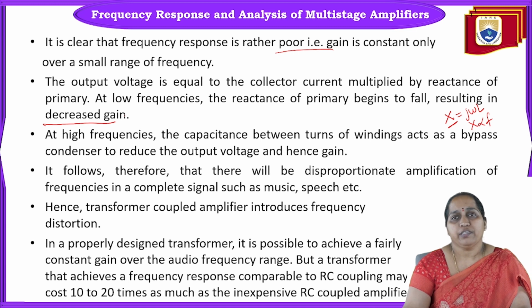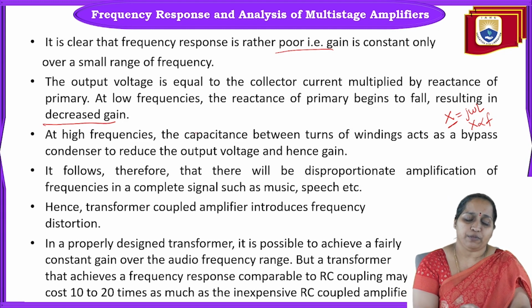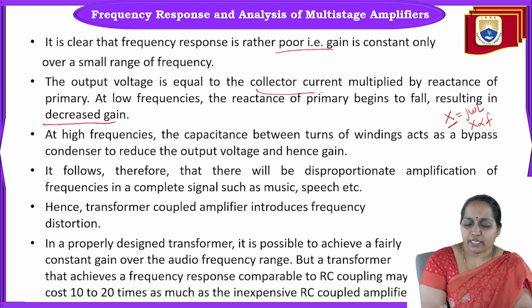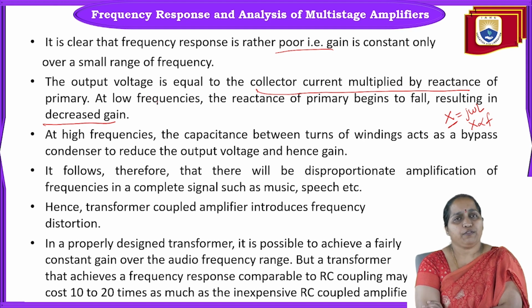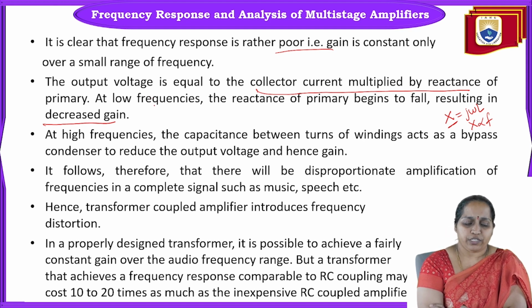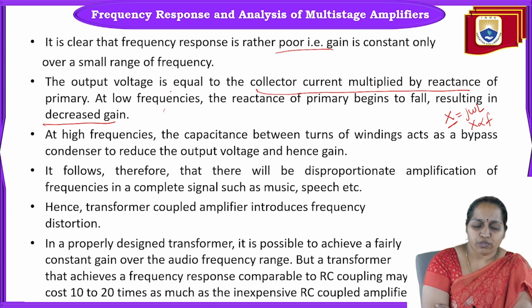So, at lower frequencies, the reactance offered by the primary winding is less, which means the output voltage will also be less. Why will the output voltage be less? Because the output voltage is equal to collector current multiplied by the reactance of the primary. Since the reactance offered by the primary winding is less, obviously the output voltage will also be low, and if the output voltage is low, then the gain of the amplifier will also be less. So it is understood that for lower frequencies, the output voltage is less. As a result, at lower frequencies, gain will be reduced.